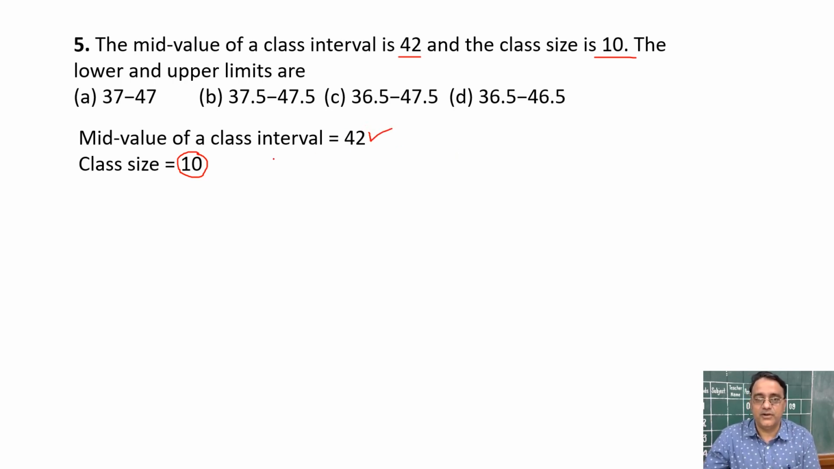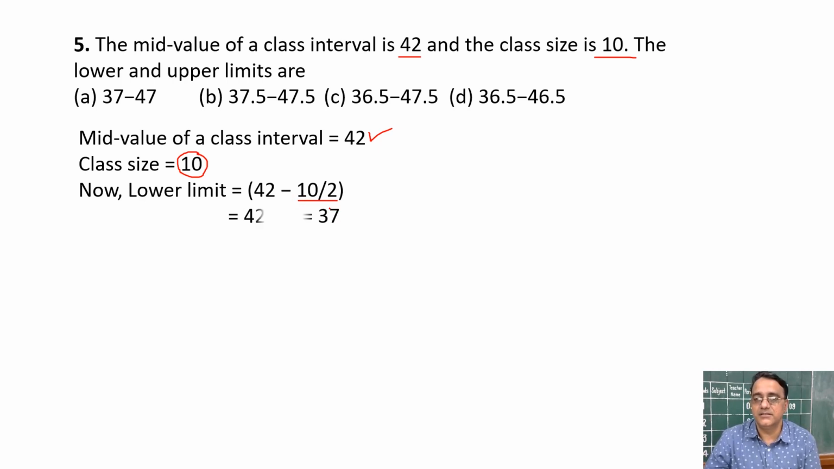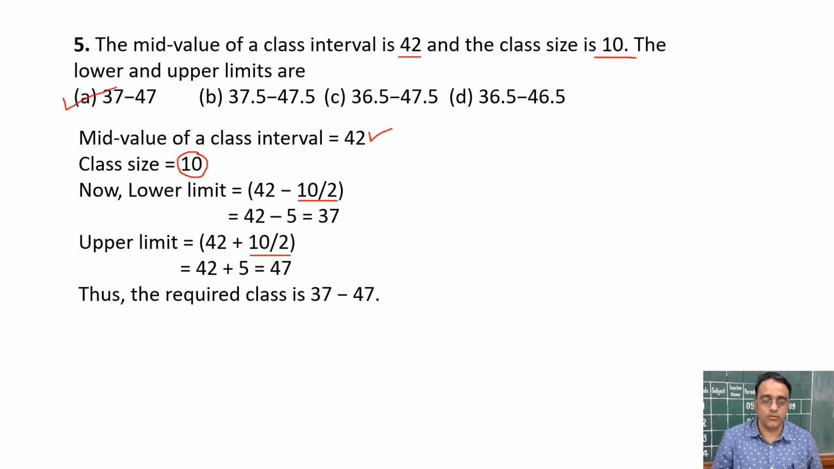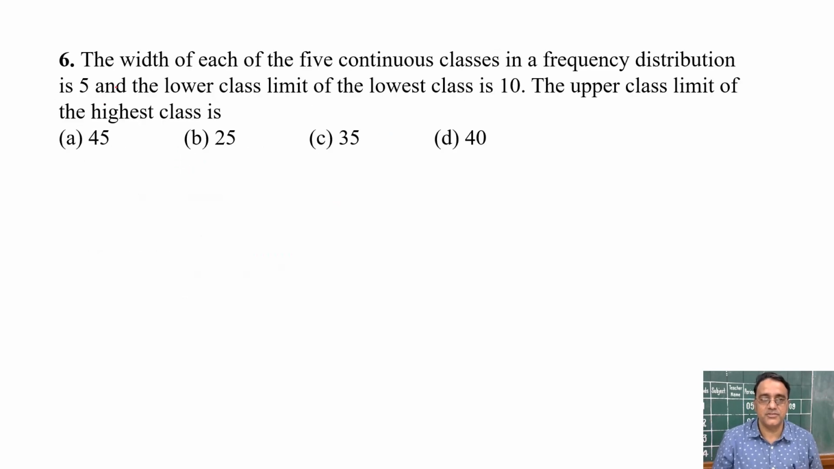Okay? So 42 minus 10 by 2 is the lower limit. 10 by 2 is 5. So 42 minus 5 is 37. Now for upper limit we have to add 42 plus 10 by 2, that is 42 plus 5, that is 47. So the required class is 37 to 47. And the correct option is option A, right? So now we are moving toward question number 6.